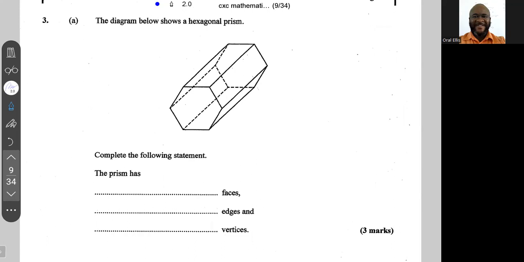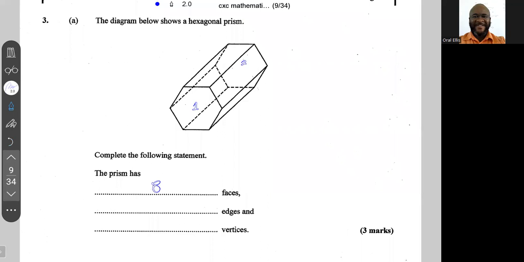The following statement: the prism has how many faces? Now the faces are the flat surfaces. So for starters, it has what? Two hexagonal faces, one at both ends. So that is two. And it has what? Six rectangular sides. So this thing has a total of 8 faces.